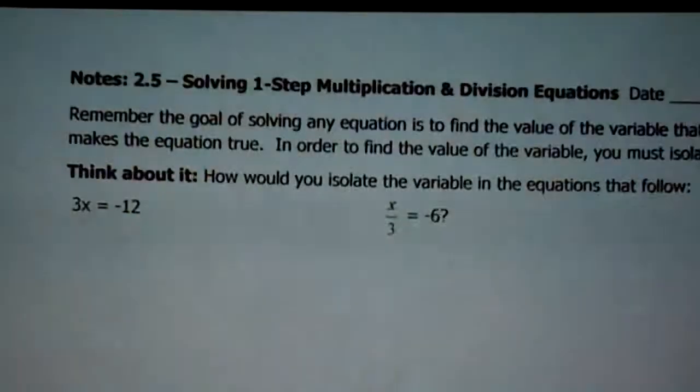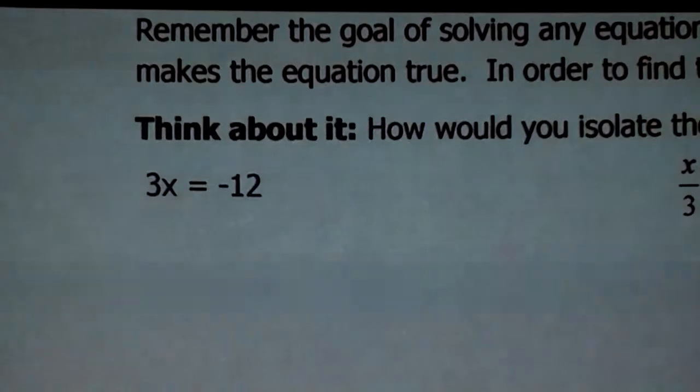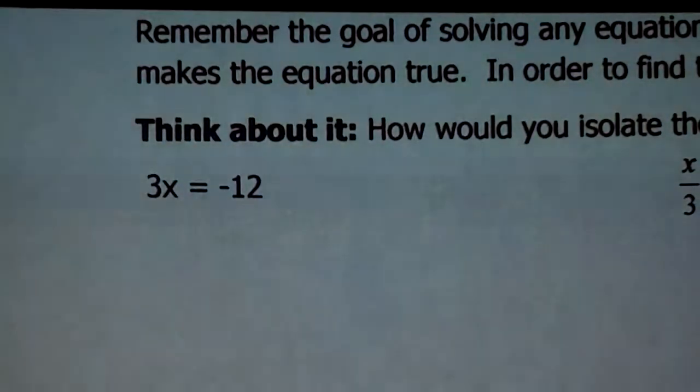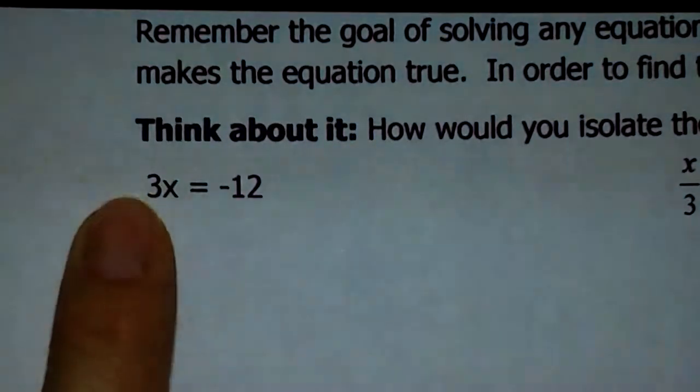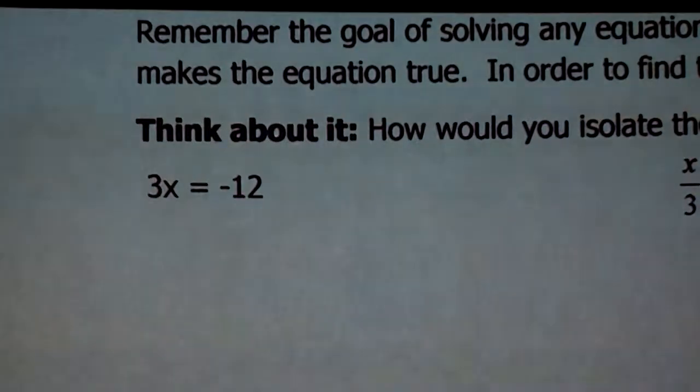I have a 3 next to the x equals negative 12, and we learned that when you have a number next to a letter, it means multiplication, right? I know that a lot of you probably already know what this answer is by guessing and checking, but I want you to come up with what you can do to this side to get the x by itself, and whatever you do to this side you'll have to do to this side.